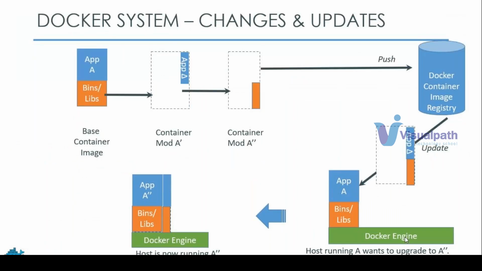This slide covers changes and updates. When we do any sort of changes or customization on top of that, here you can see we have the base container image, we have application A, then container A. We merge all those things in one particular Docker file, create the image, and push to the Docker image registry.